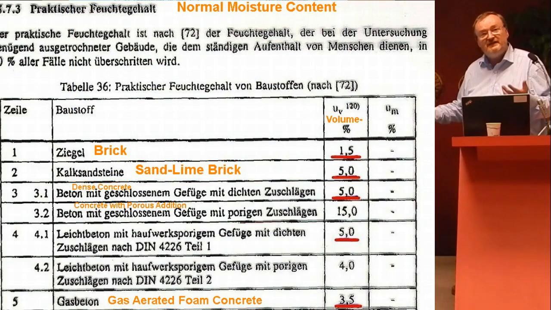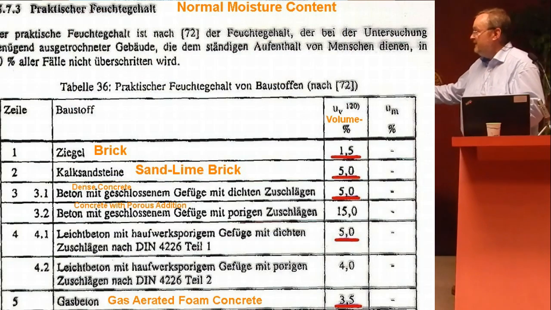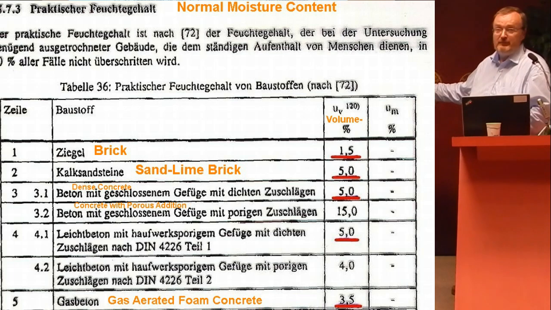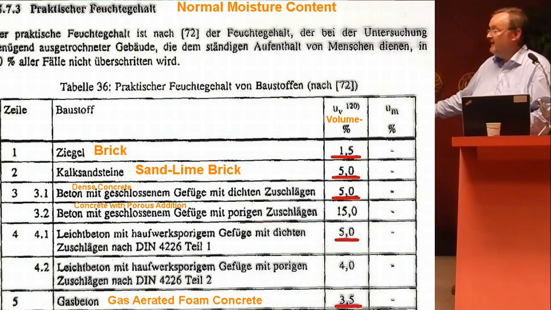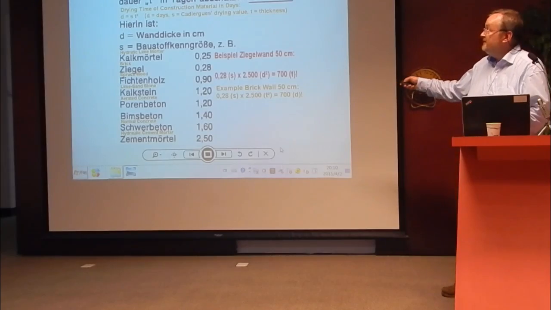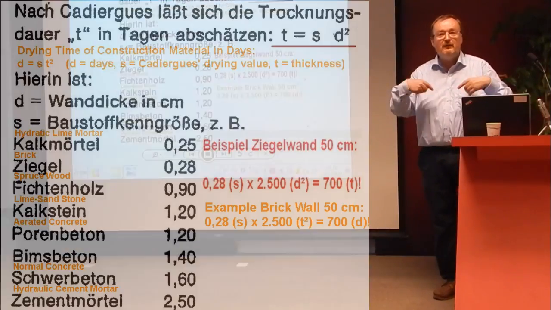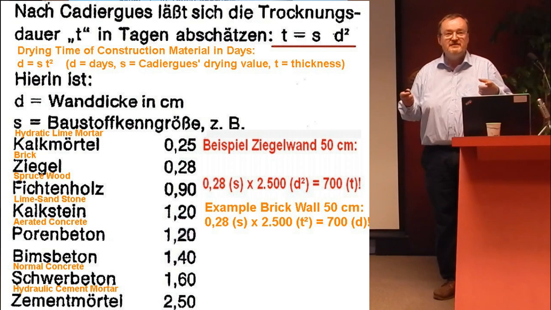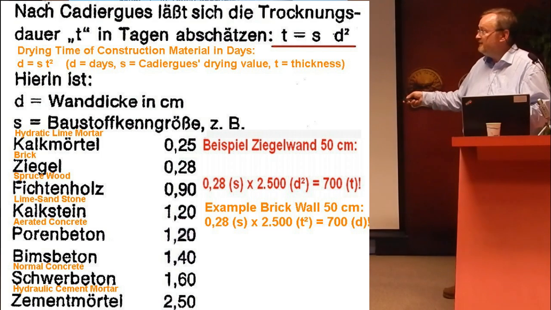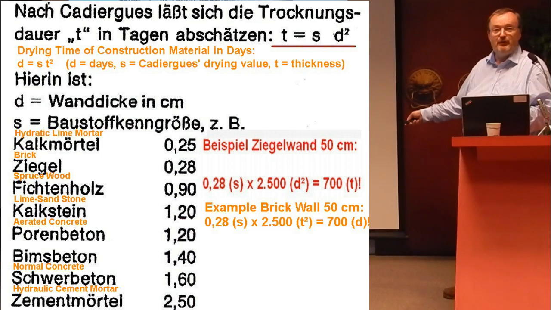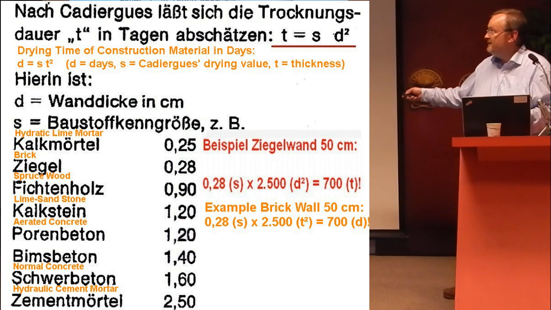Here is the practical moisture of material in normal condition. We can see brick 1.5 volume percent, concrete 5 volume percent, and aerated foam concrete 3.5 volume percent. It's much, it's damp. Here is also an interesting question: how much time is needed to get the water out of the material? A French building physics expert has tested it. Lime mortar needs a figure of 0.25, but cement mortar needs 10 times more, 2.5.